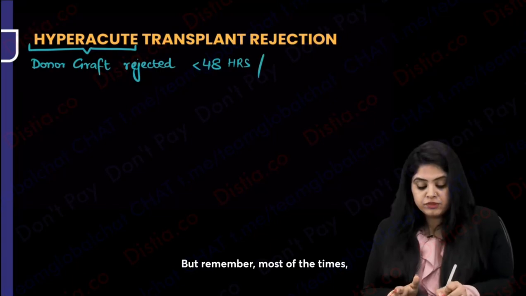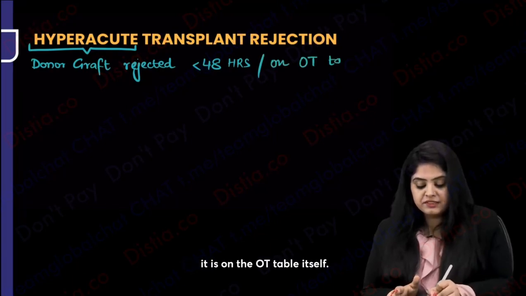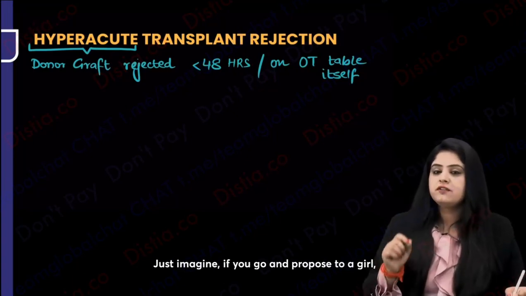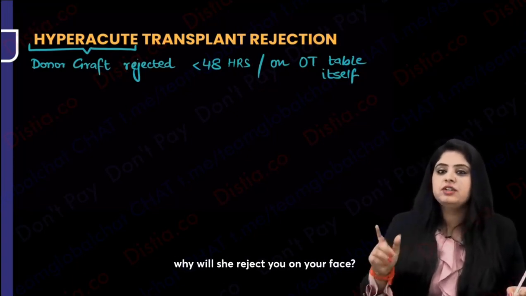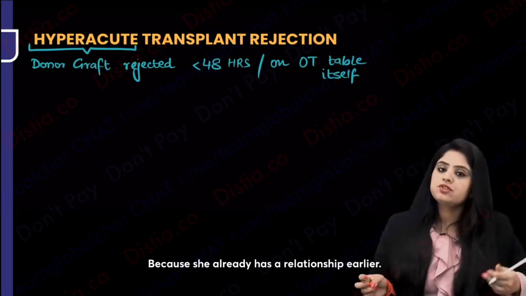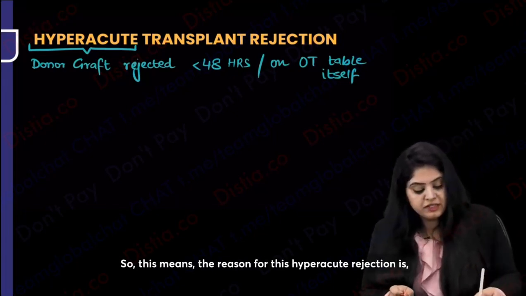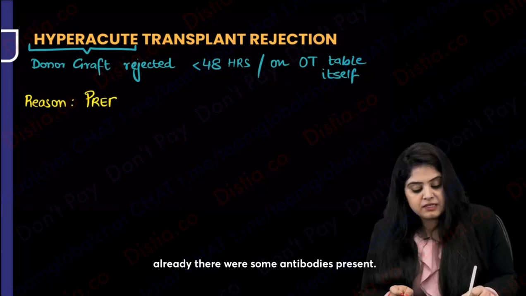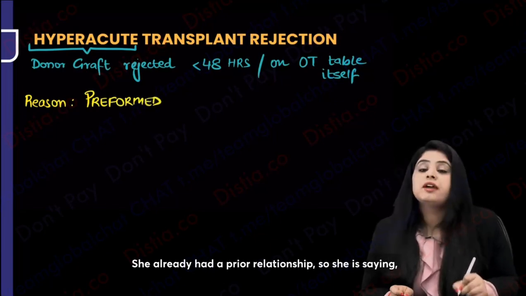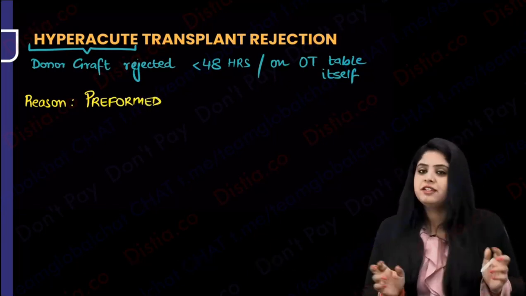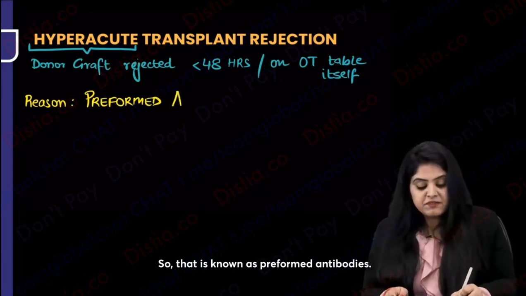But remember, most of the time it is on the OT table itself. You don't even have to wait for 48 hours. It is going to be rejected on the OT table itself. Have you wondered why? If you propose to a girl, why will she reject you on your face? Because she already has a relationship earlier, she is already with someone else. So the reason for this hyperacute rejection is that there were already some antibodies present. She already had a prior relationship. She's saying, I'm already in a relationship, so I can't accept you. Very sad story. So that is known as preformed antibodies.